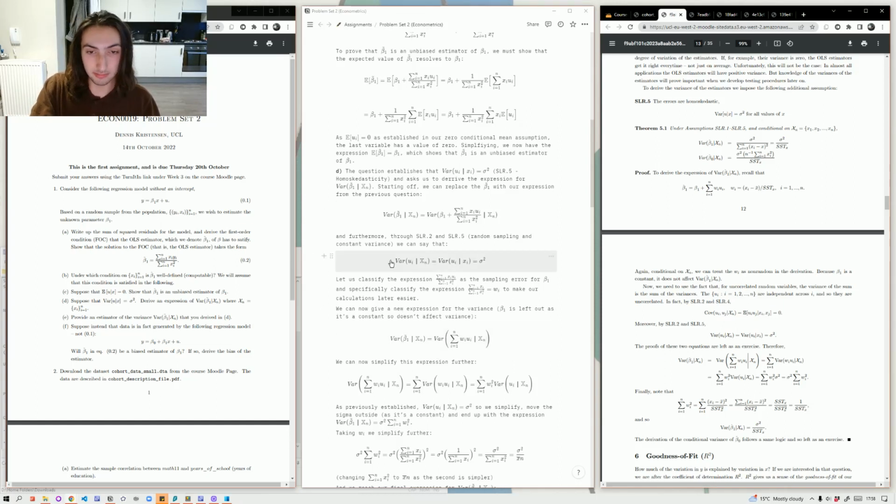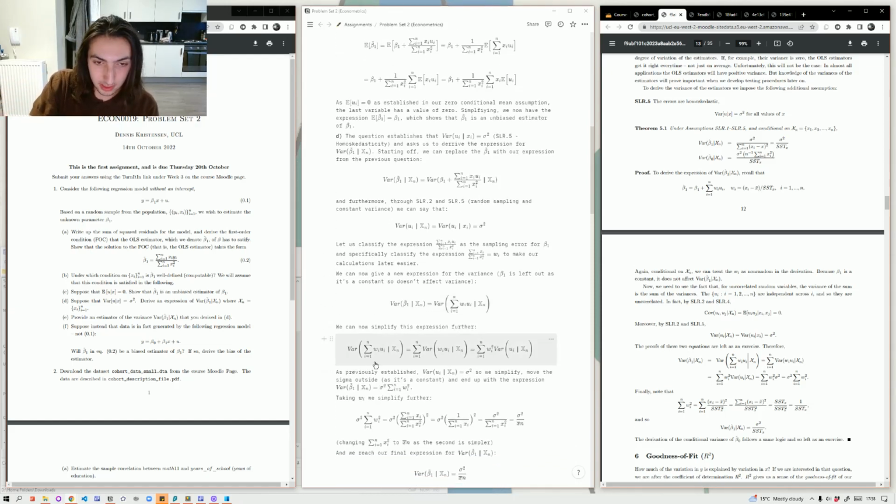Feel free to pause and look at this in more detail if you're having some trouble. We can now give a new expression for the variance, because beta 1 is left out, because beta 1 is a constant, so it wouldn't affect variance. Basically, any constant in your variance doesn't affect it, so you can take them out. So we take out the beta 1, and we can simplify it even further. We take out the summation, we take out w squared because it is still constant, and we're left with the variance of u given xn. And because we said that the variance of u given xn was sigma squared as well, we replace it.